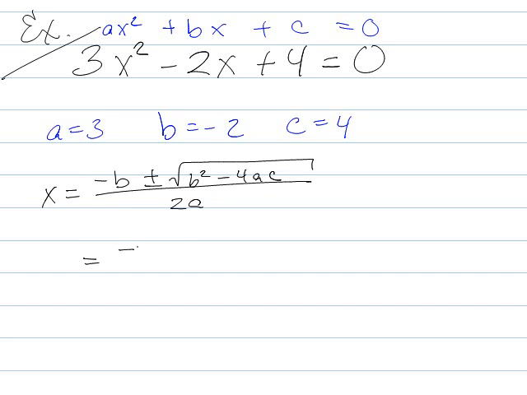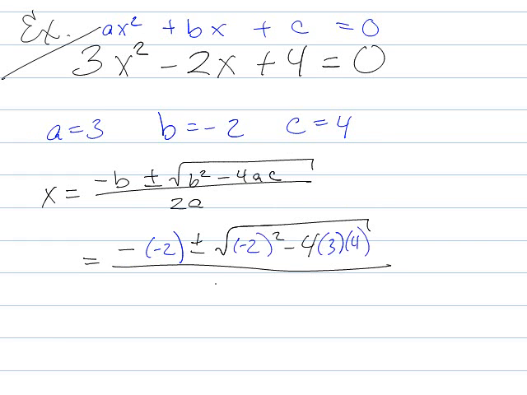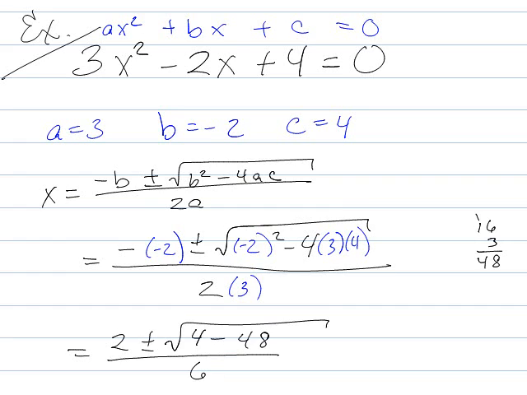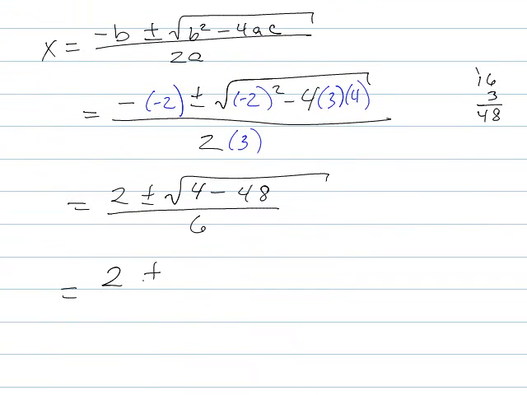Okay, so then we've got negative 2 plus or minus the square root of negative 2 squared minus 4 times a times c, all over 2 times a. Okay, so we've got 2 plus or minus the square root of 4 minus, what's that? That's 16 times 3, so that's 48. 4 minus 48 all over 6. So we've got 2 plus or minus square root of negative 44 all over 6.